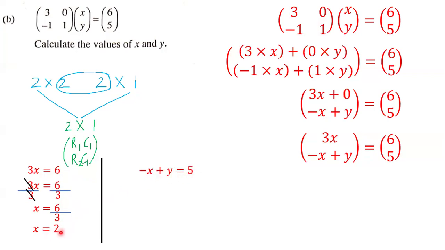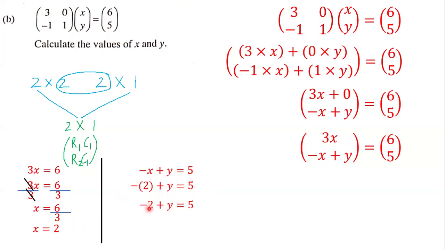We know that x is equal to 2, so wherever we see x, we're going to put 2, because x is equal to 2. So here we see x, so we're going to replace this x with 2. And so what we have here is negative 2 plus y is equal to 5.